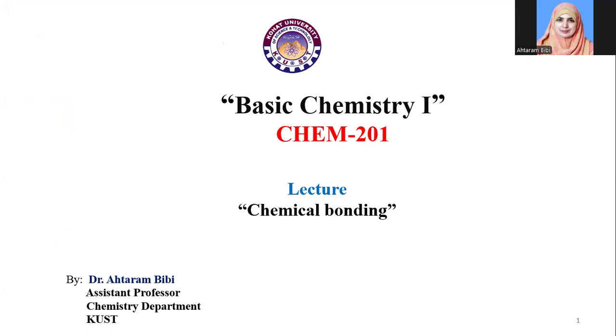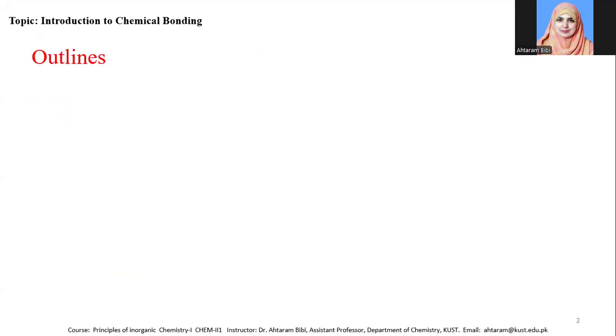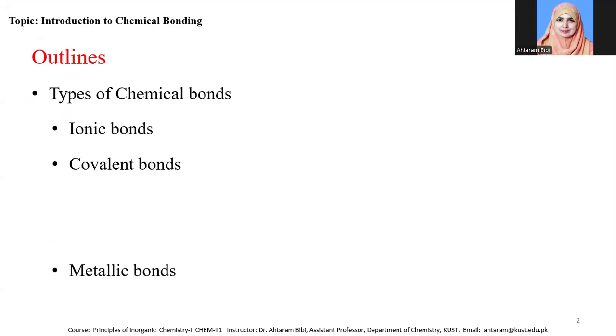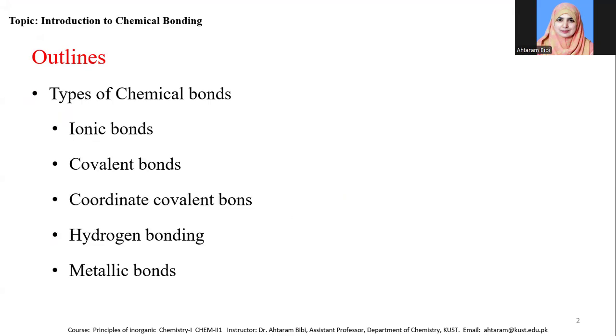Today's lecture is about chemical bonding. In the last class, we discussed the various types of bonding, which include the ionic bond, covalent bond, coordinate covalent bond, hydrogen bonding, and metallic bonds. In the last lecture, I discussed the ionic bond and covalent bond, and in today's lecture, we will discuss the coordinate covalent bond, hydrogen bonding, and metallic bond.